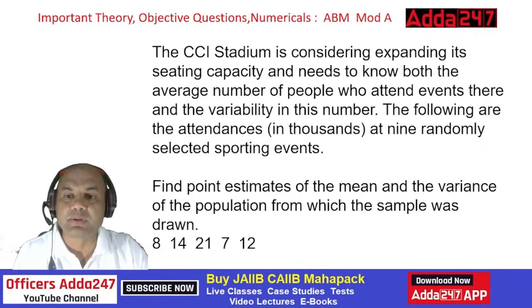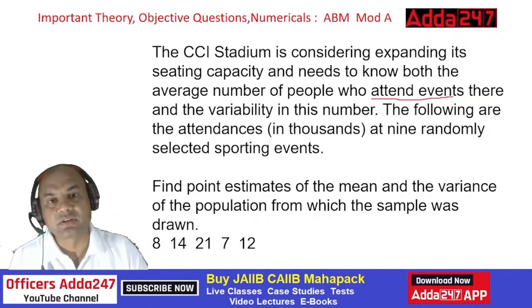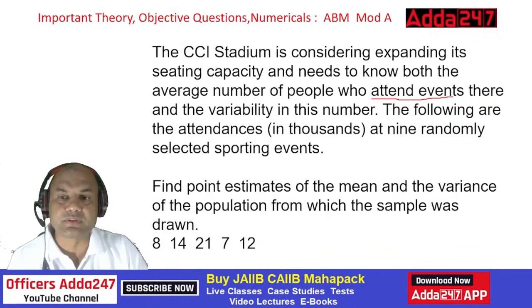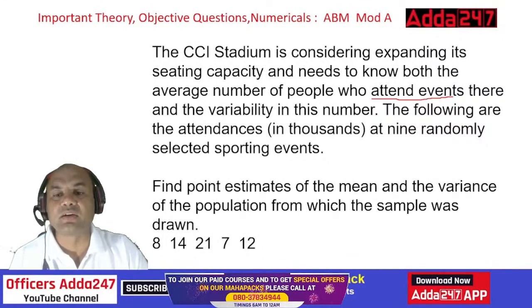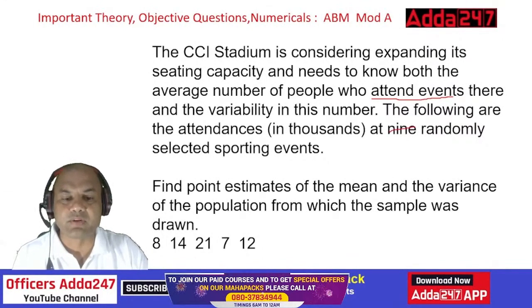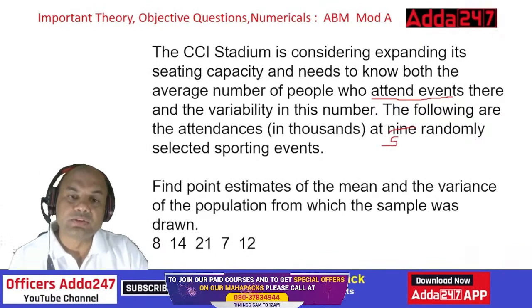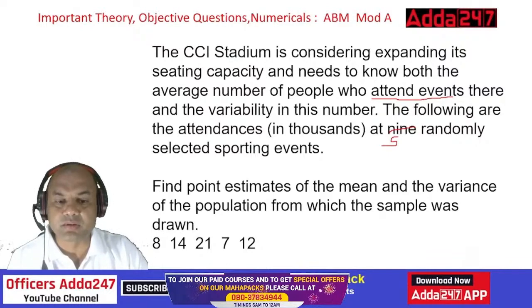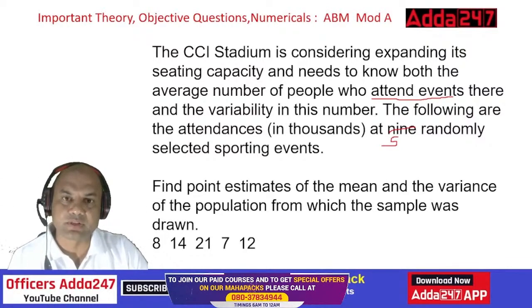It means the people who attend the events at various times. There are various functions or various sports events. At that time, how many people attend, and there is variability in this number. Let's make it 5 randomly selected sporting events: 1, 2, 3, 4, 5. So these are the number of people who have attended at 5 randomly selected sporting events.